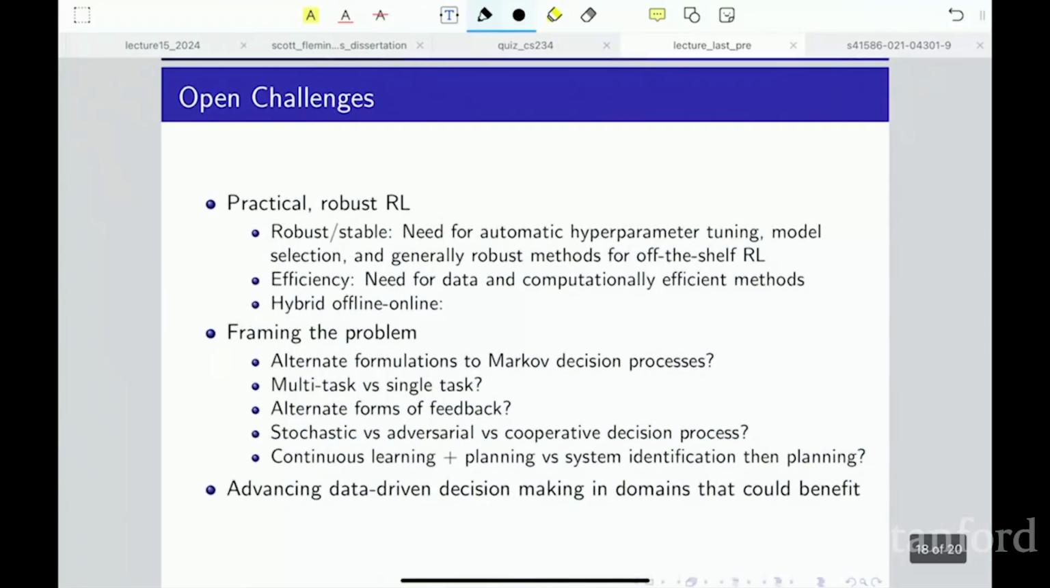Now, what are some of the open challenges? I think there's a lot of open challenges. I think RL is a fascinating area, but RL has not yet had the applicational impact that we've seen in some other areas of AI and engineering. And I think this is for a number of reasons, but one of them is that you really want methods that are off the shelf and robust and reliable.